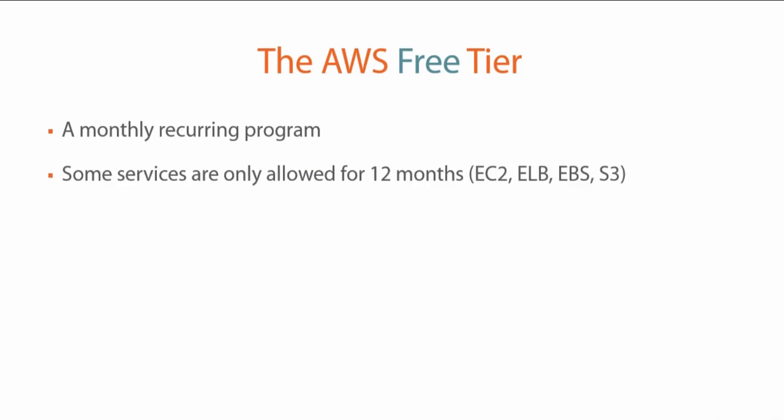Some services are only allowed for up to 12 months. So the program basically gives you access to the Amazon free tier for up to 12 months on things like EC2, elastic load balancing, your block storage, your S3 storage. There are other services that may be free beyond 12 months, that you can consume on a regular basis. But for the most part, all the services that are offered, they're offered for 12 months. That's a full year. Again, go back to how generous Amazon is with the free tier.